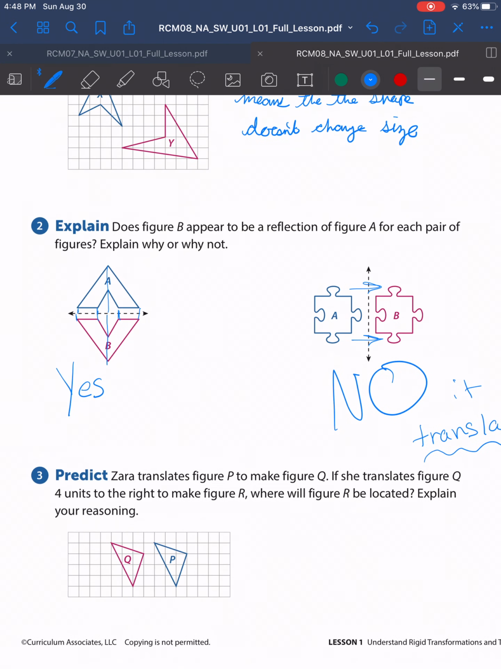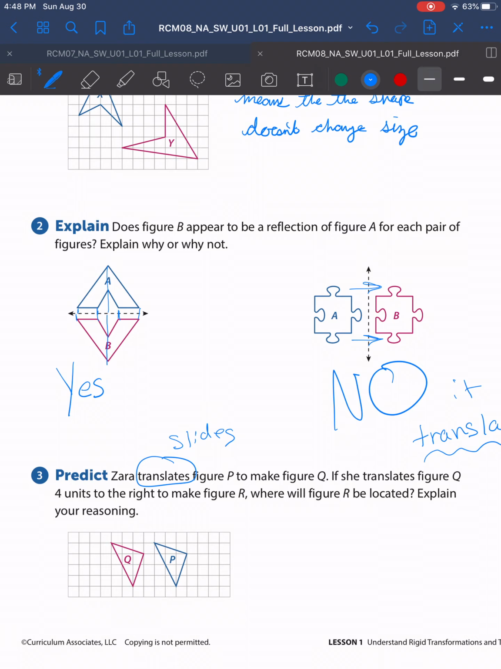Number 3. Zara translates, or slides, figure P to make figure Q. If she translates figure Q 4 units to the right and makes figure R, where will figure R be located?